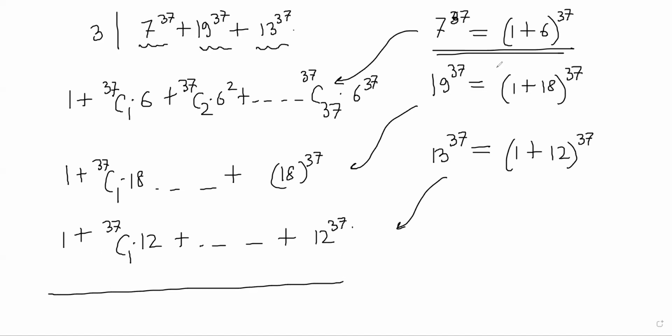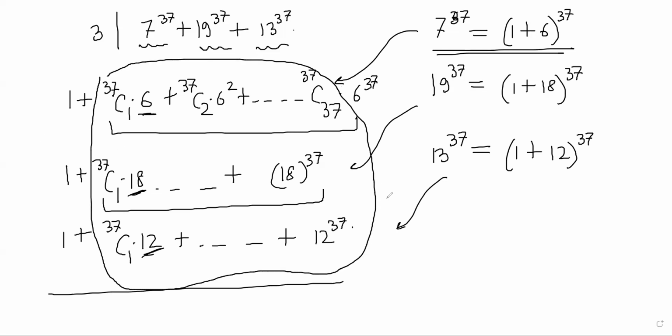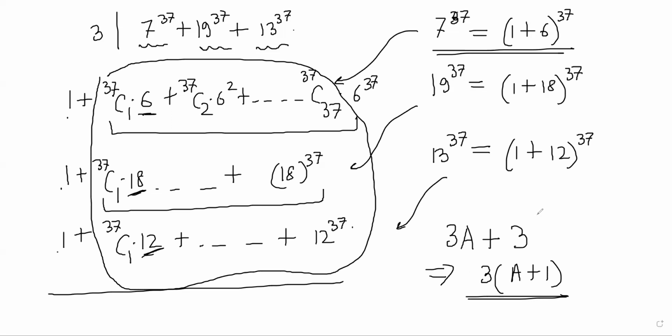So basically, all of these terms are divisible by 3. All of these terms here are also divisible by 3 because there is definitely a factor of 6 left here, 18 here, and 12 here. So the addition of all three, this is entirely divisible by 3. And you get something like 3 times some a, plus 1 plus 1 plus 1, which is plus 3. So it is clear that it is overall divisible by 3, right? So by the binomial theorem, we have proved that the expression is divisible by 3 and it is also divisible by 13, which implies that the expression must be divisible by 39. So that is our proof, and we basically used the binomial theorem to do it.